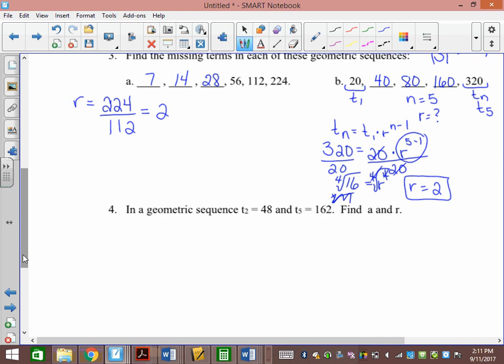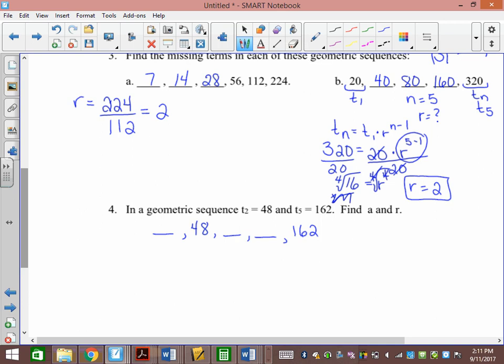Now this one is basically the same question as the previous one, but we don't know the first blank. But they do tell us T2 and T5. So what did I tell you to do first off before you even attempt this question? Always. Yeah, write down your givens and draw it out with blanks. So blank, 48, blank, blank, and then T5 is 162.